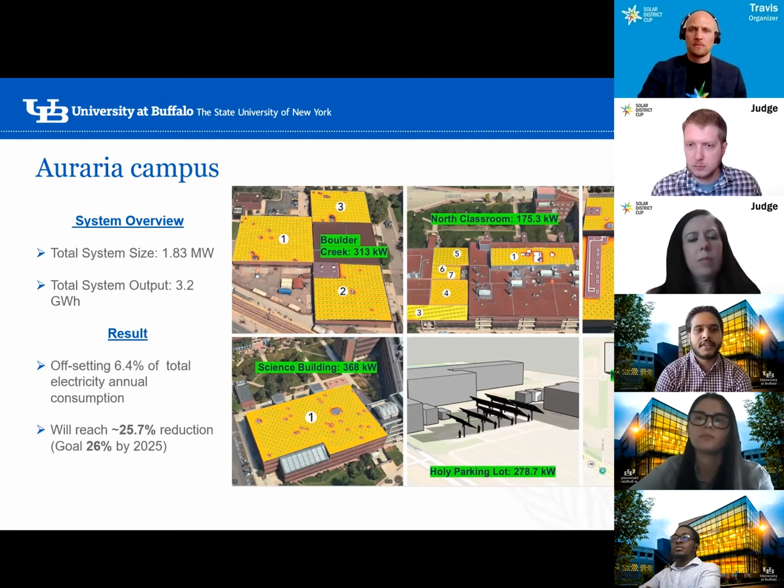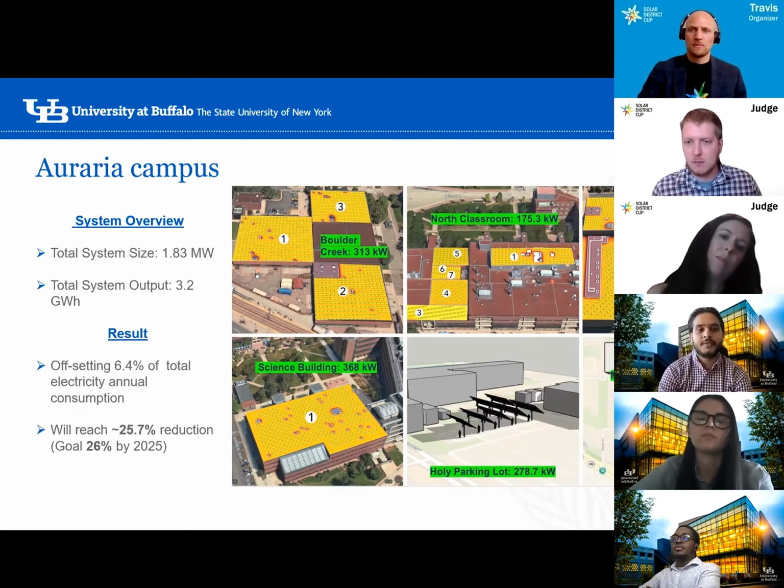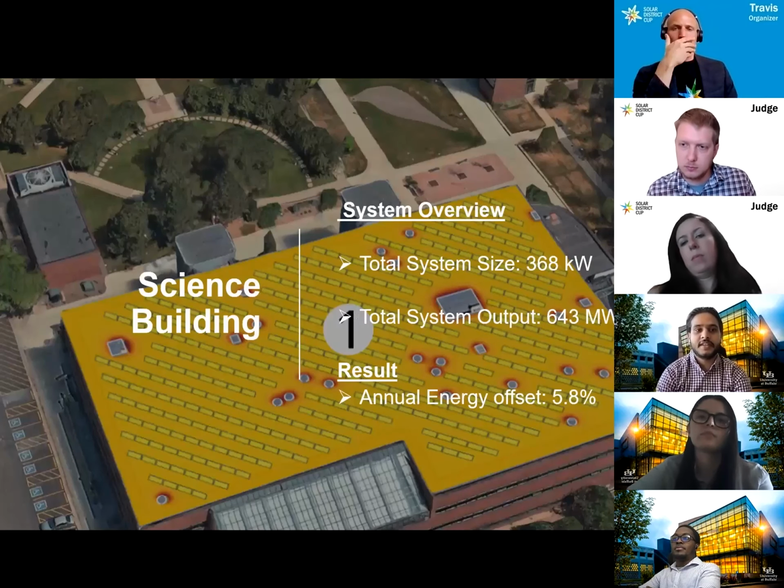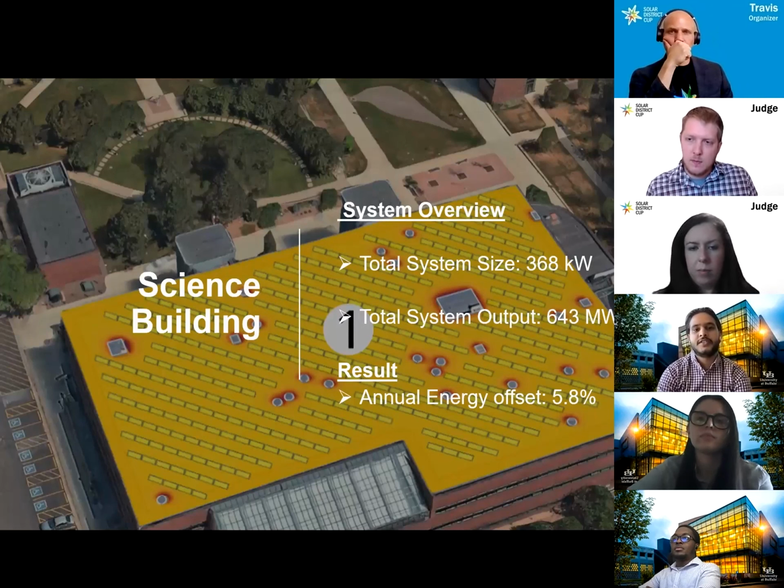This system will offset 1,640 metric tons of carbon emissions annually, and Auraria will go from 18.5% to 25.7% reduction from the baseline model. Now let's go into our individual design. So the Science Building consumes the most energy on campus with roughly 11 gigawatt hour annually, and thus it was a must to build an on-site PV system on it.